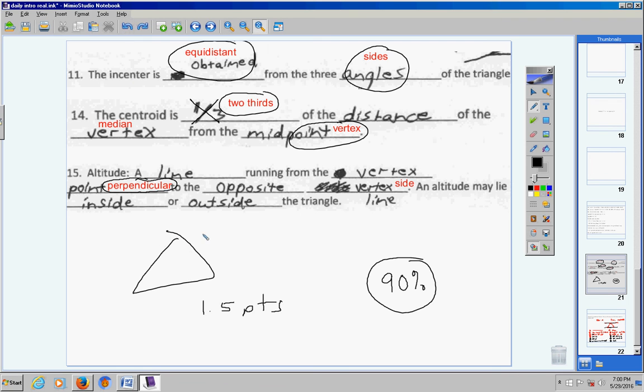Here's a vertex. Here's a vertex. A line going from a vertex to a vertex is just another side of a triangle. It's going to the opposite side. So you did well. I'm not criticizing. You did fine. But those are the mistakes that you made. 1.5 points off for each mistake. So 90% on your quiz.